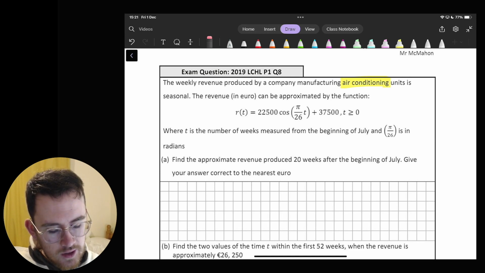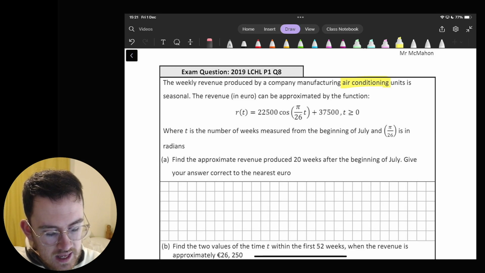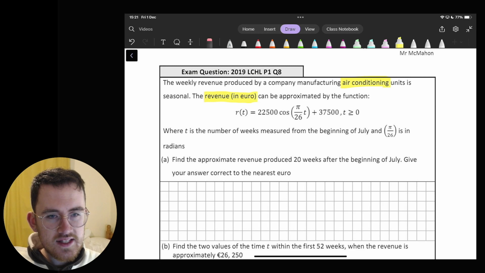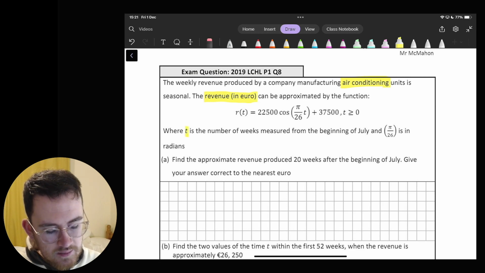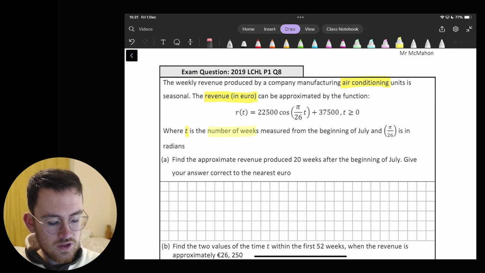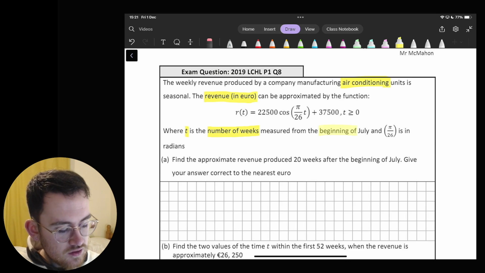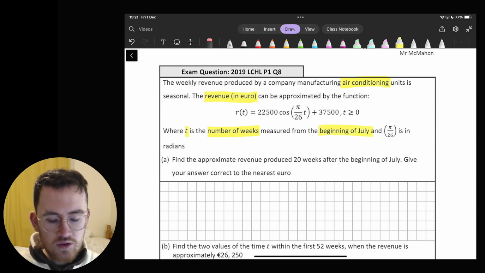So revenue is not profit. Sorry, revenue is the money made. And we're told this is in euro. So this function is in euro. We can see that t is probably time. It's the number of weeks from the beginning of July. Okay, so that could be important for us here as well.